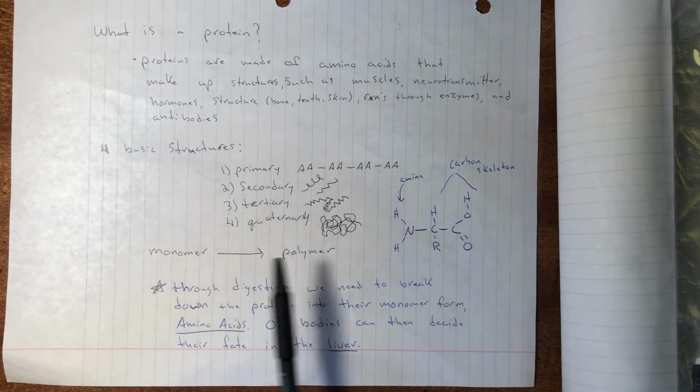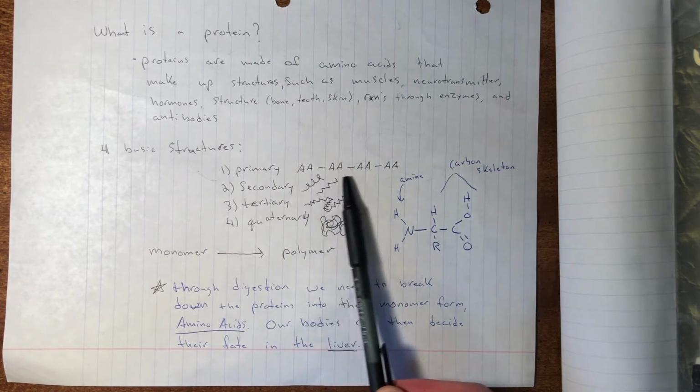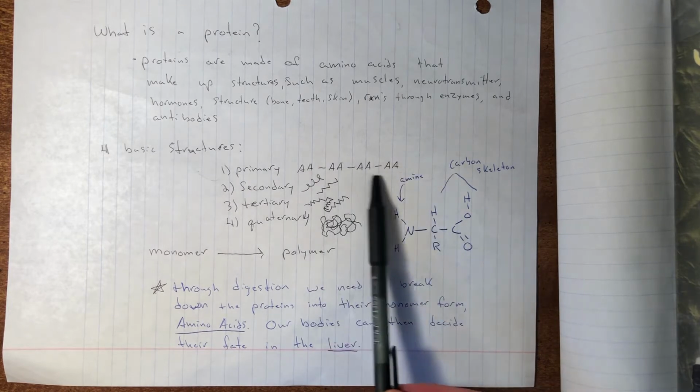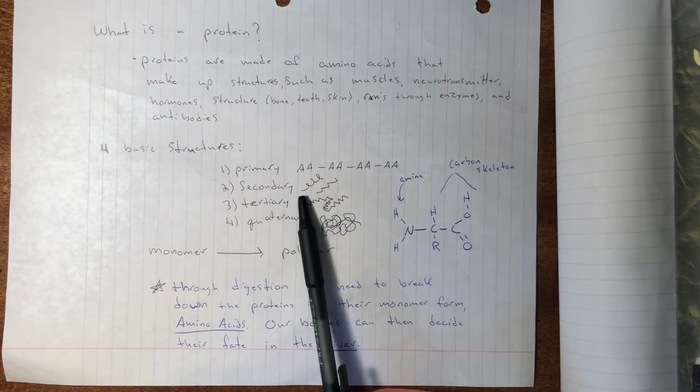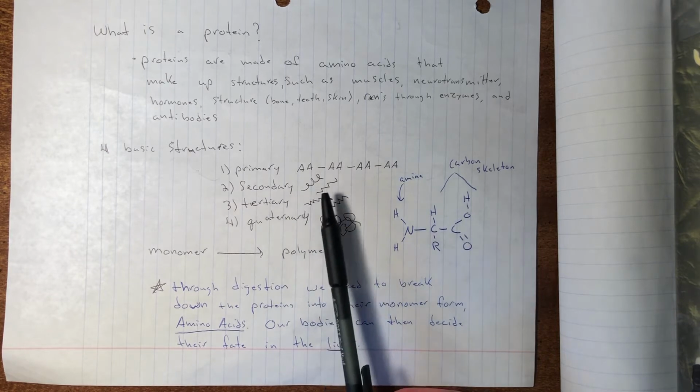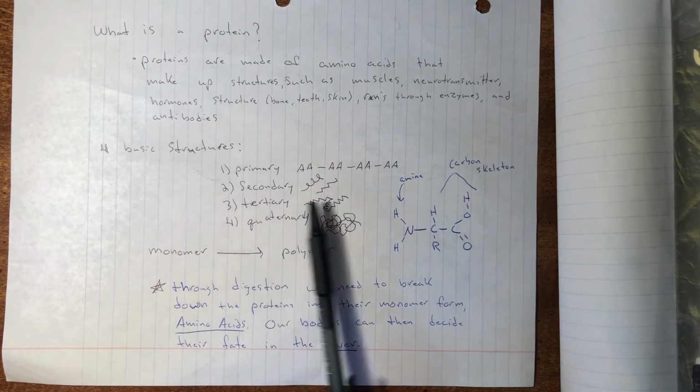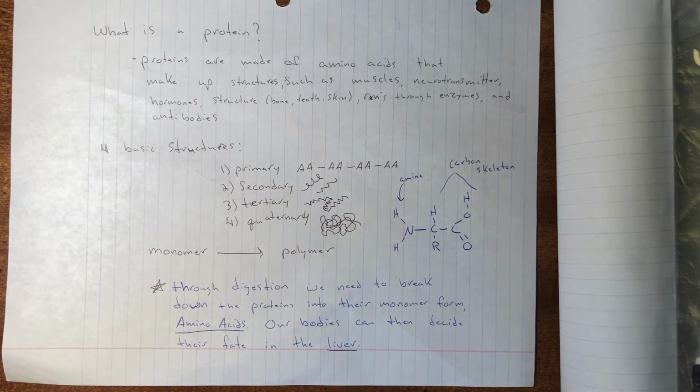And these different structures are the primary structure, which is just the amino acids linked in a chain to form a polypeptide, the secondary structure, which are your alpha helices and beta sheets, and then your tertiary structure and quaternary structure. And these different structures make up different things within our body. So your muscles, your neurotransmitters, hormones, enzymes for reactions, and different antibodies within our body.